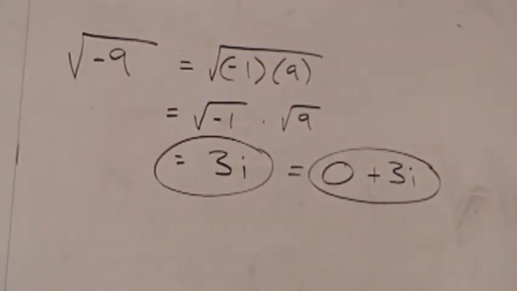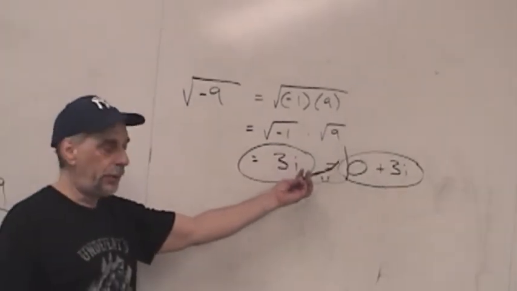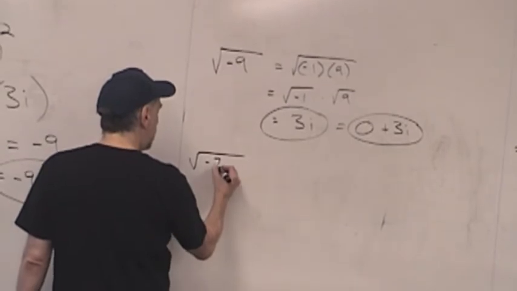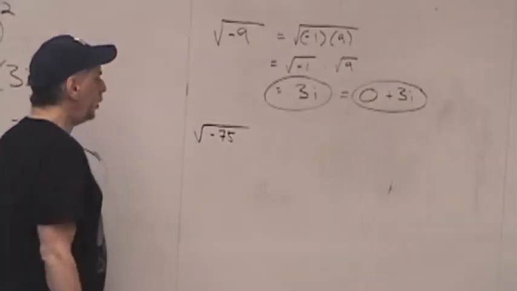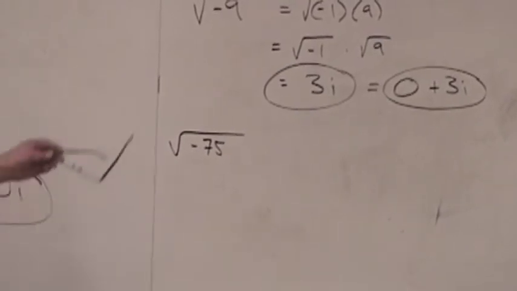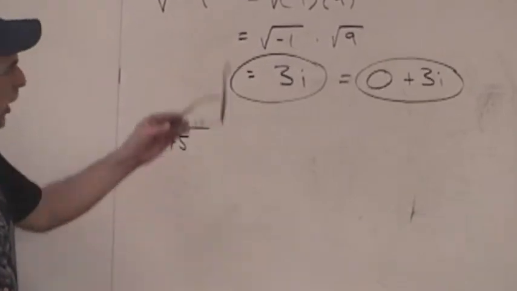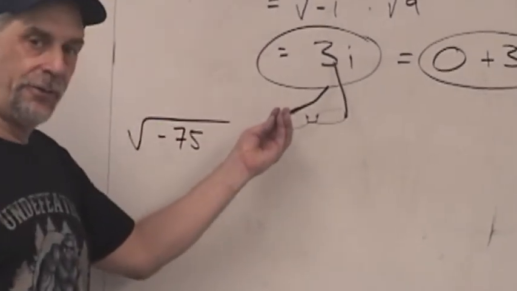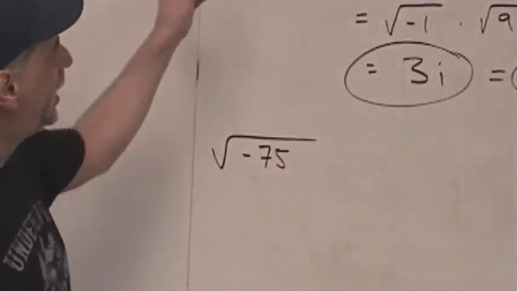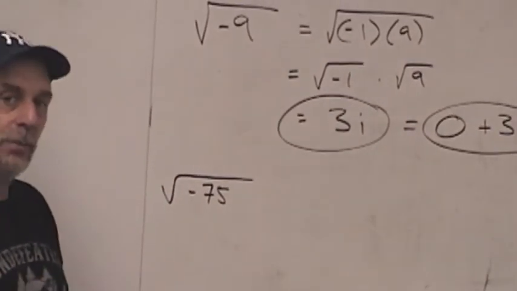Now, it's not always going to be a nice perfect square like that. 9 happens to be a nice perfect square of 3. Sometimes we'll have values that are not perfect squares, and you'll be asked to deal with things like that. Whenever you see a square root of a negative number in a problem, deal with that first. Change this to this first before you do any multiplication, before you do anything else. When you see square roots of negatives, do this step first, then move on.